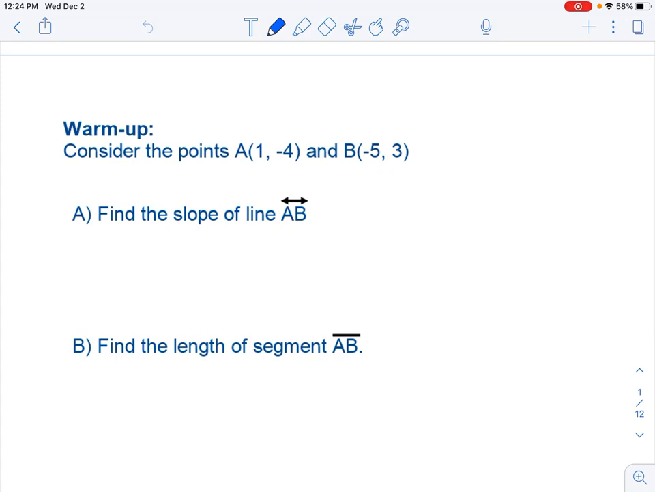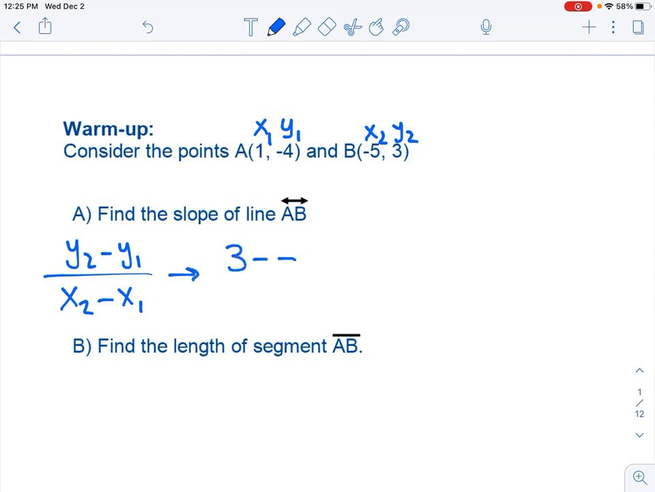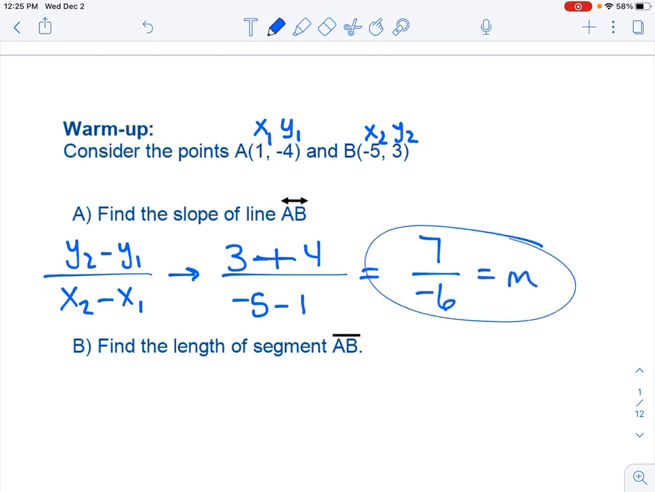So if you recall, the slope equation is the change in the y's over the change in the x's. Maybe come up here and mark out which is which, and then plug them in. So 3 minus a negative 4 over negative 5 minus 1. That is positive 7 over negative 6 for our slope.